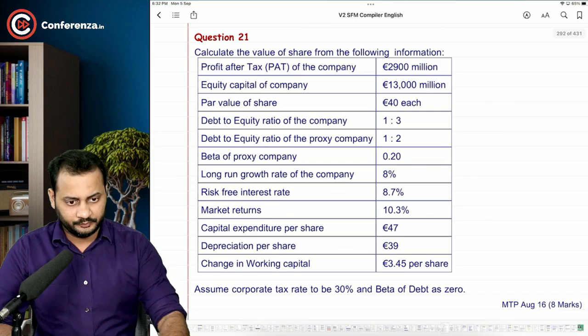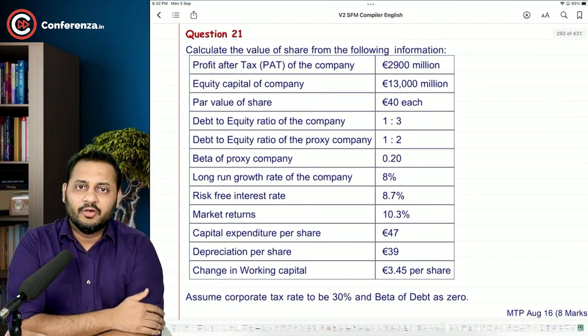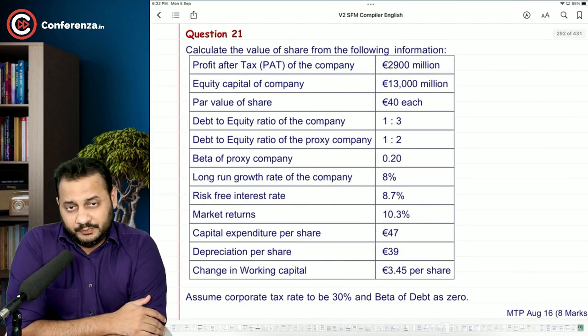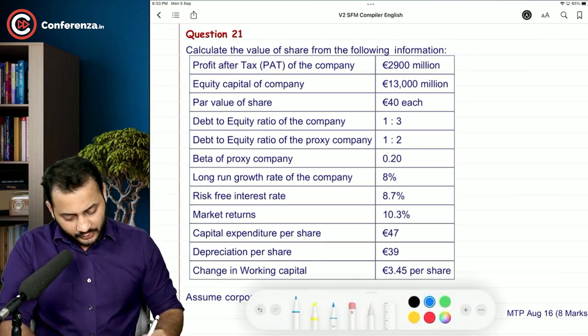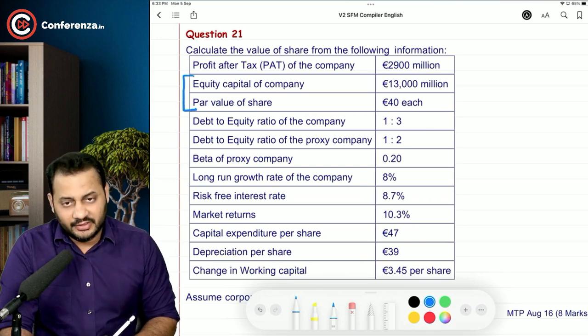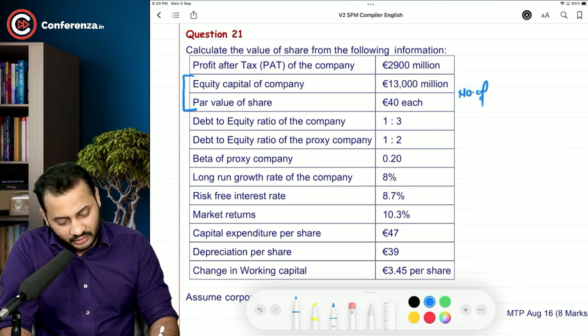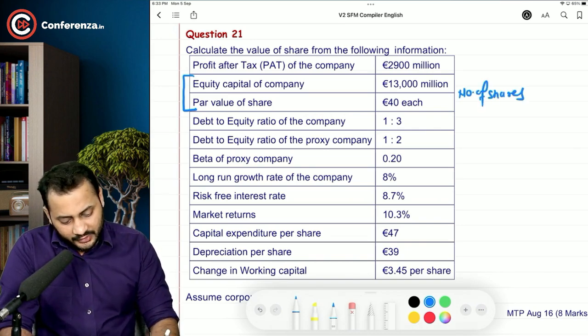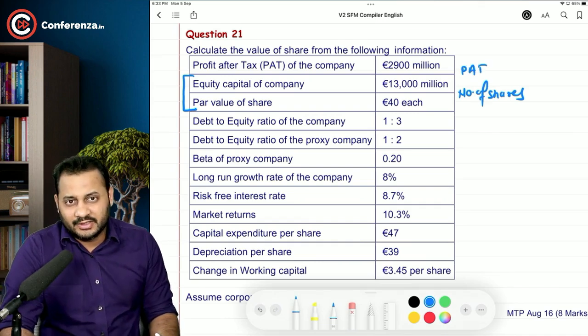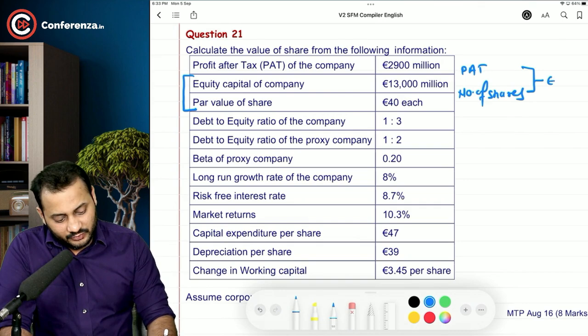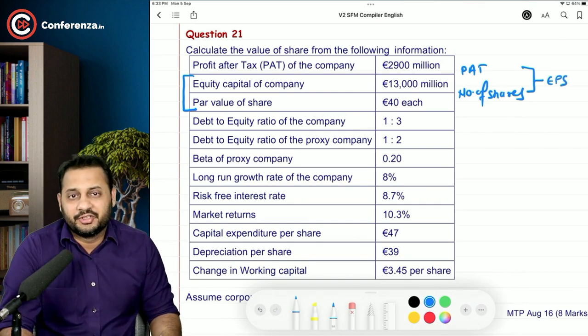Have a look. Calculate the value of shares from the following information. Value of the share. Share is equity related. Now, profit after tax of the company is given to you. Equity capital is also given. Par value of the share. Do you understand what exactly you can calculate with these two figures? Par value of the share and equity value of the company. You can calculate the number of shares. And when you take the profit after tax and number of shares, what exactly can you calculate? You can calculate EPS, earnings per share.